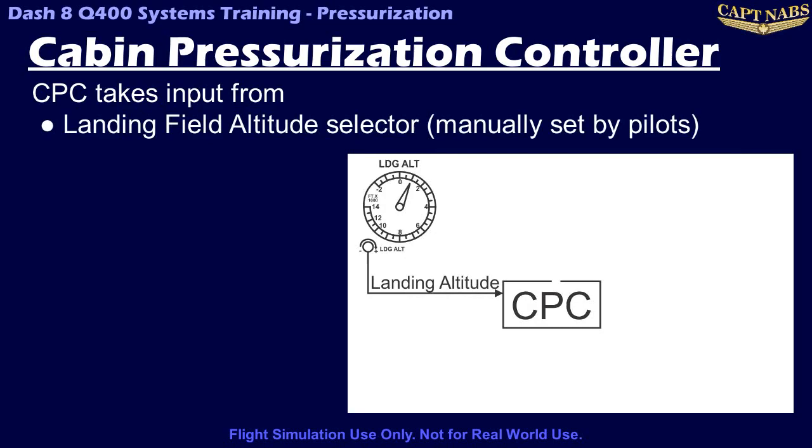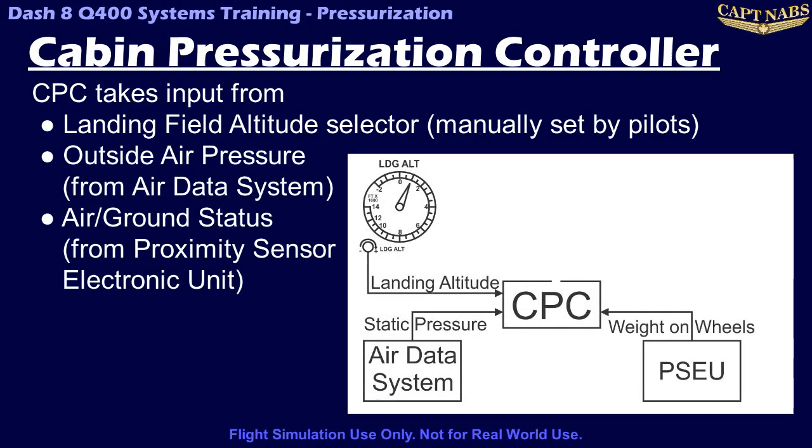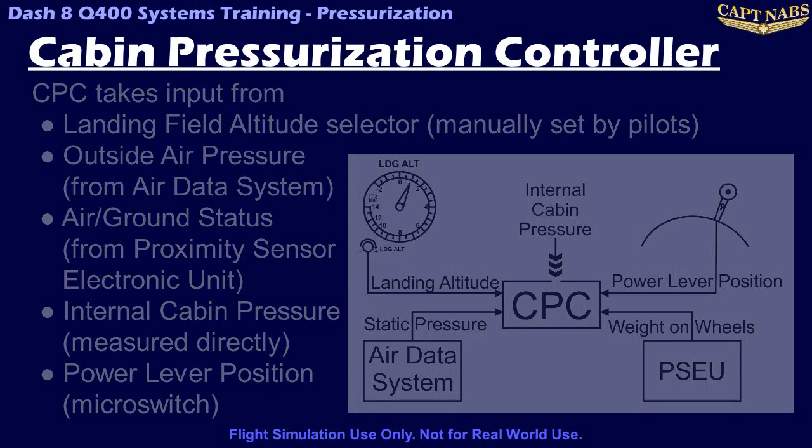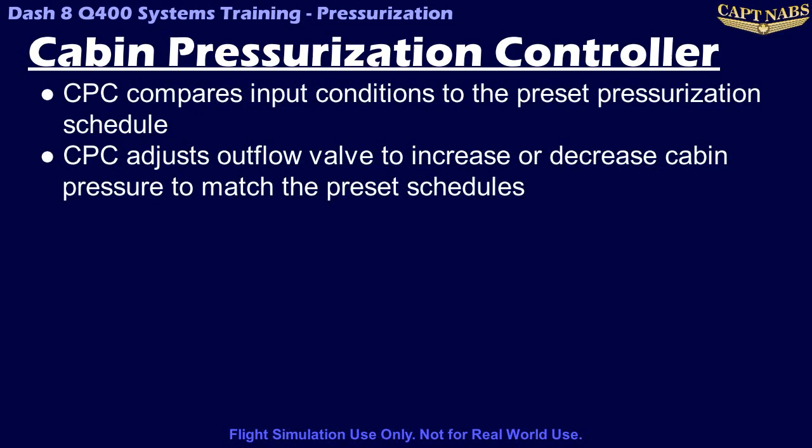The CPC also gathers information about outside air pressure from the air data system, air ground status from the proximity sensor electronic unit, and internal cabin pressure, as well as power lever position. All of this information is combined and compared to the present cabin altitude schedule. As well as determining the required cabin altitude, the CPC normally regulates the rate at which the cabin altitude climbs or descends to keep the rate comfortable for passengers and crew.